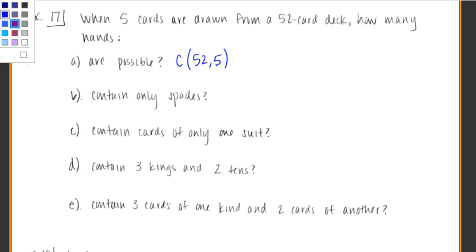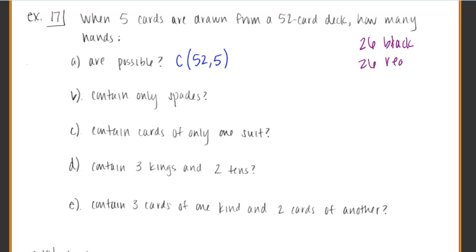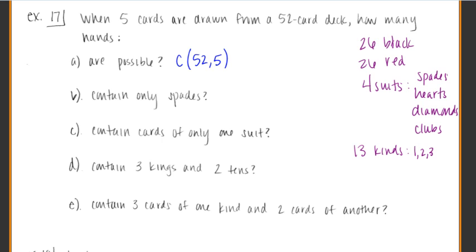We should probably take a second here, just for some of y'all that aren't familiar with how a deck of cards works. You have 52 total cards. We have 26 that are black and 26 that are red. We have 4 suits: the spades, the hearts, the diamonds, and the clubs. And then we have 13 what we call kinds. The 13 kinds are your 1s, your 2s, your 3s, all the way up to the jacks, the queens, the kings, and the aces. So there are 13 kinds in each of the suits.